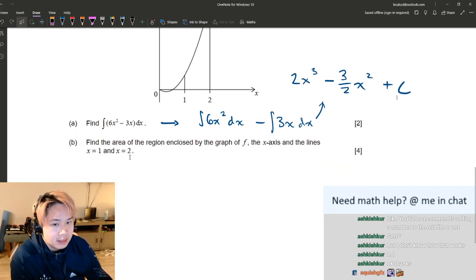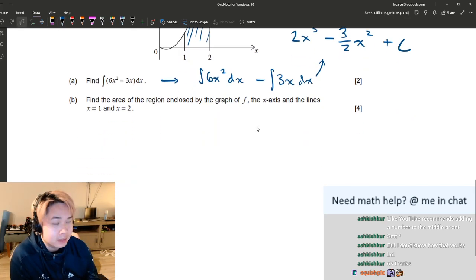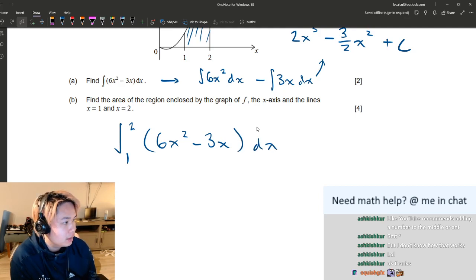And then it says here that the area enclosed by the region between the graph, the x-axis, and the lines from x equals 1 to x equals 2, they're just saying find this area. So that's easy enough to do. All that is, is just the integral from 1 to 2 of this thing, part A.